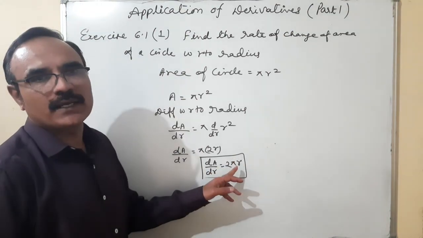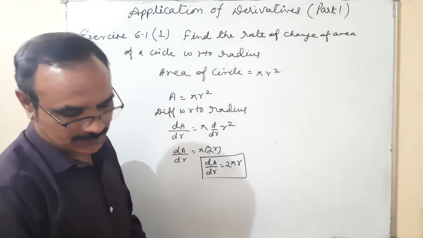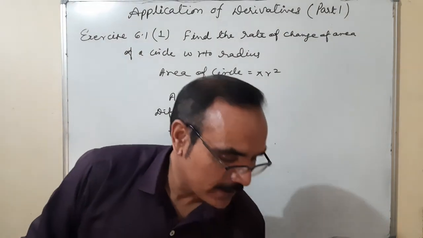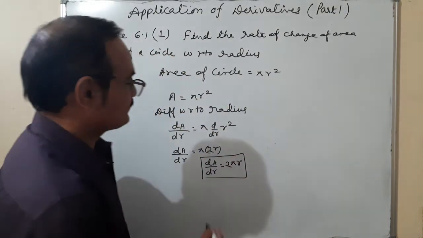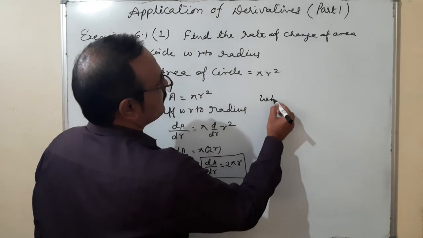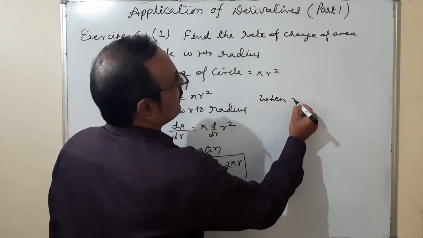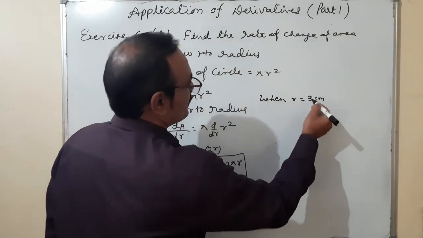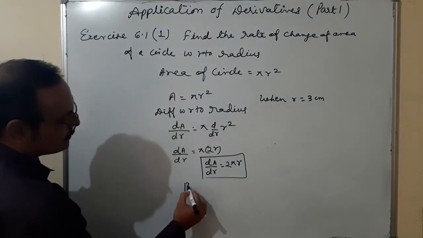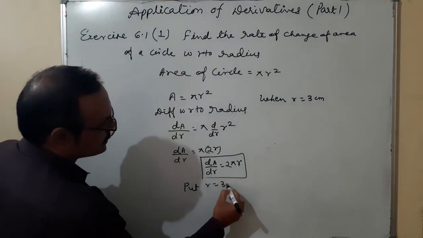And what is this 2 pi r? This is the circumference of the circle. And they are asking, when r is equal to 3 centimeter. So during that time we'll put r is equal to 3 centimeter.